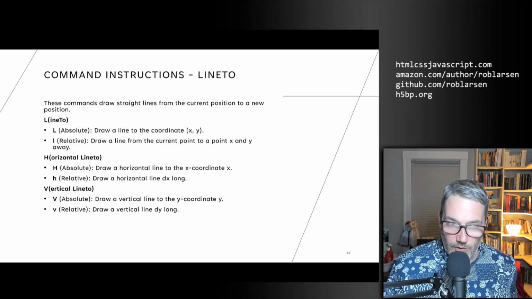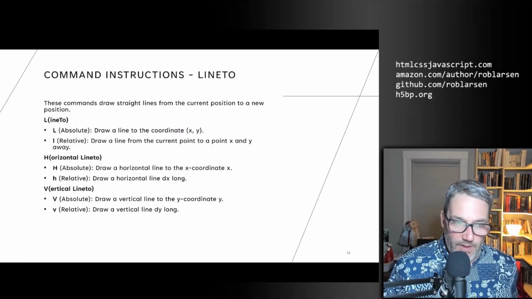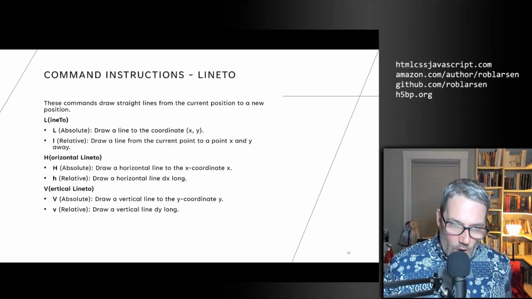Same thing for vertical. So vertical line to, the absolute version, uppercase V, draws a vertical line to the y coordinate, so a specific point. V, relative, draws a vertical line y pixels long.